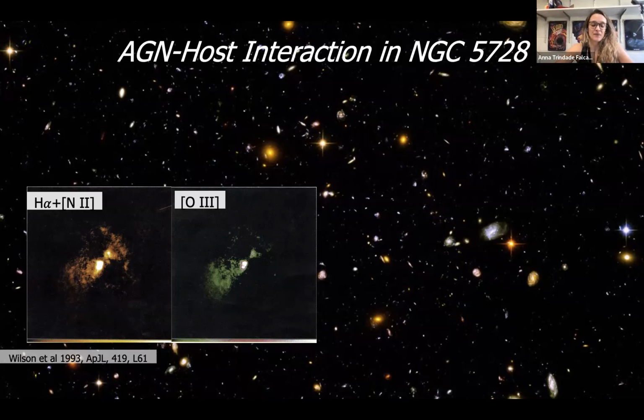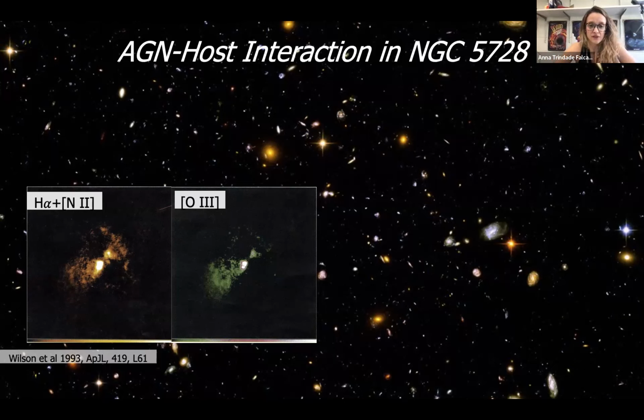And this is NGC 5728. And this is a very interesting target because it is close by. It's about 40 megaparsecs from us. And because it's relatively close by and the nucleus is obscured, as we saw, it makes a great target for studying strong AGN-host interaction and AGN feedback.